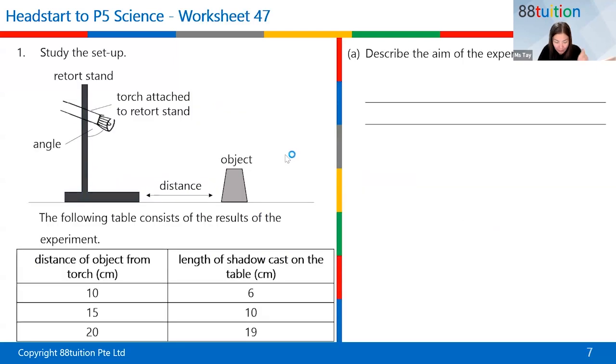Now, let's look at our questions. I have your answers here with me as well. Later on, I'll be showing you your answers as we go along, running through these questions and answers. Okay, study the setup here. There's a retort stand. A retort stand is something that helps you to hold on to your gadgets in the science lab.